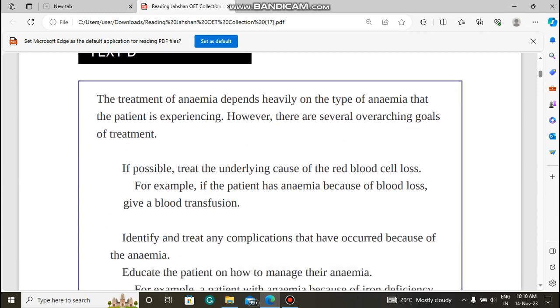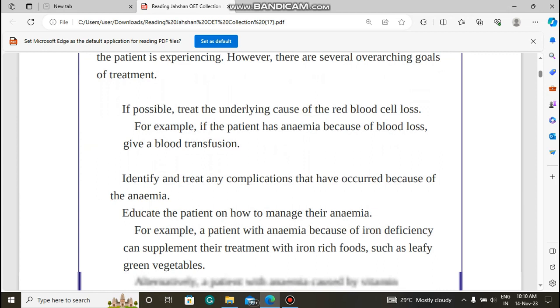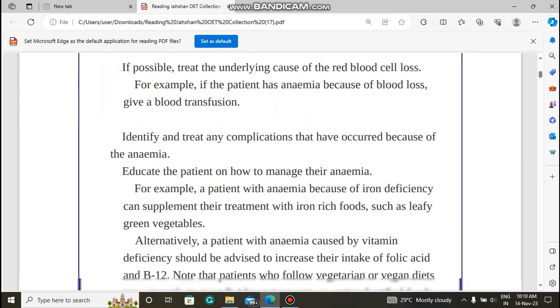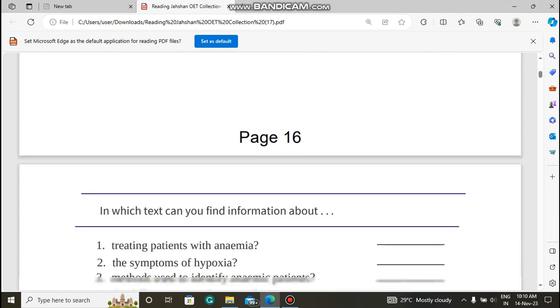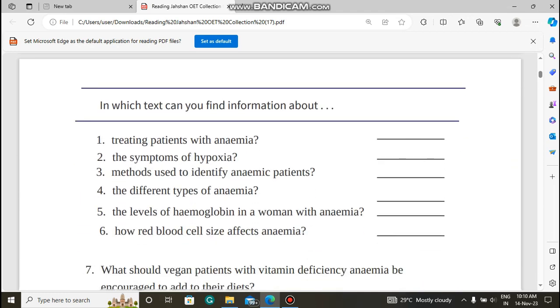Now let's move to the questions. So first, you will have to read the subheadings, or if subheadings are not given, you will have to read the first two lines so as to understand what is being given in the paragraph. Now let's move to the question. Here, 1 to 6 questions, you will have to write the alphabet that describes the paragraph. That means treating patient with anemia, you will have to write in which paragraph this particular thing is being mentioned.